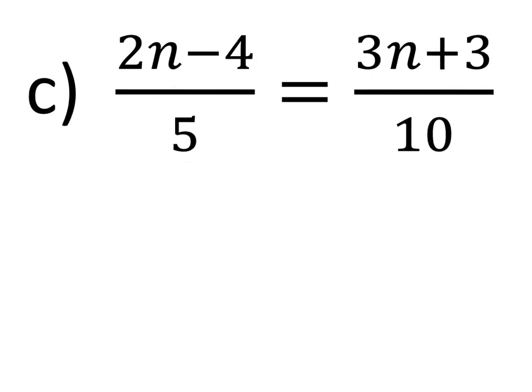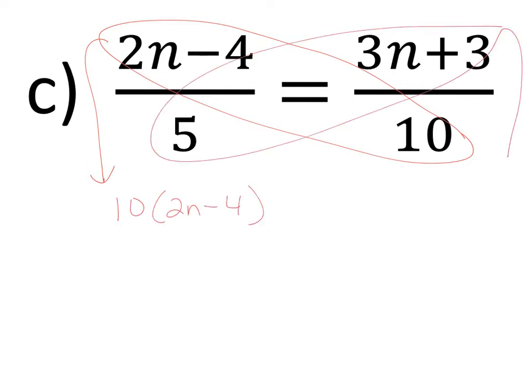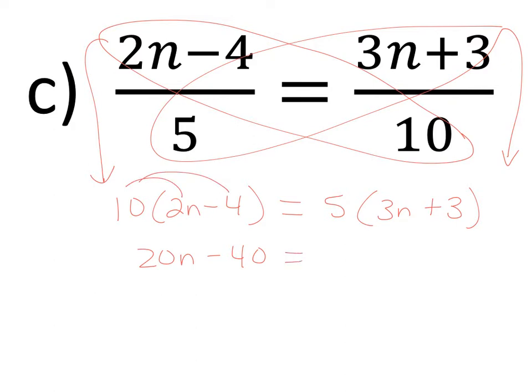All right, so now we've got variables on both sides. It doesn't change what we're going to do. We're still going to go ahead and just cross multiply, and we're going to take 10 times 2n minus 4, and then in this direction we're going to take the 5 equal 5 times the 3n plus 3. So now you're going to have to go ahead and distribute here. 20n minus 40. Make sure you take that 10 to both parts. Same thing on the right hand side. Take the 5 to both parts, and you're going to get 15n plus 15.